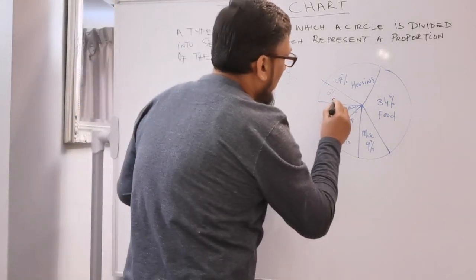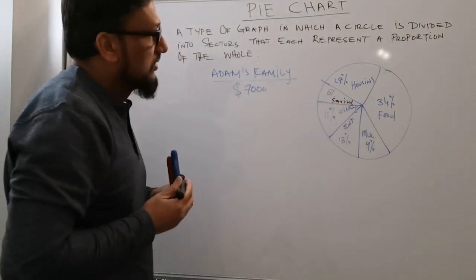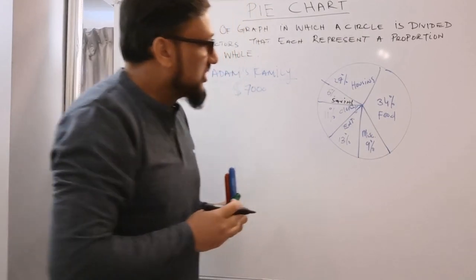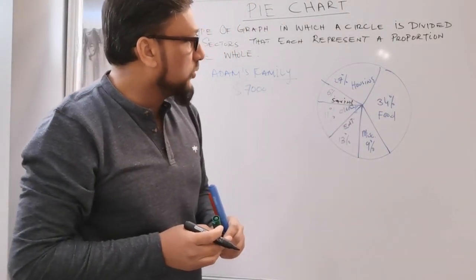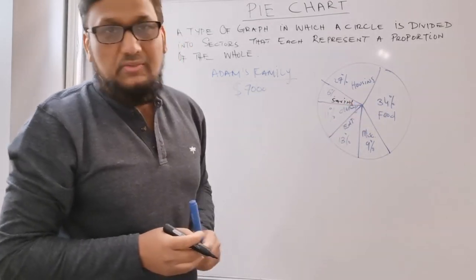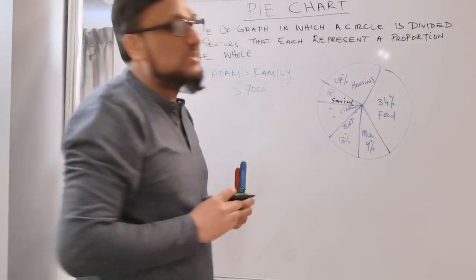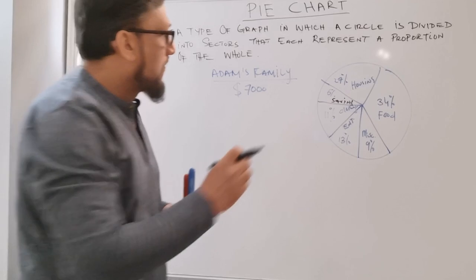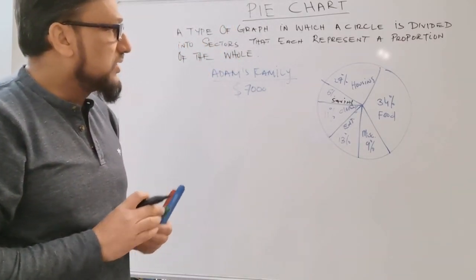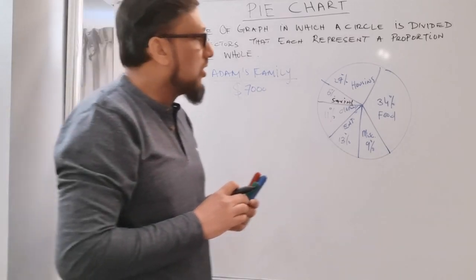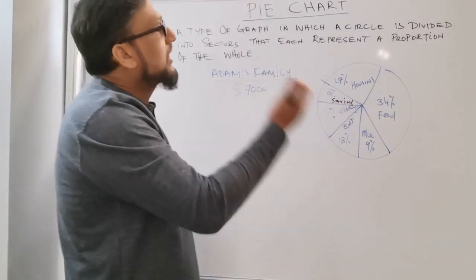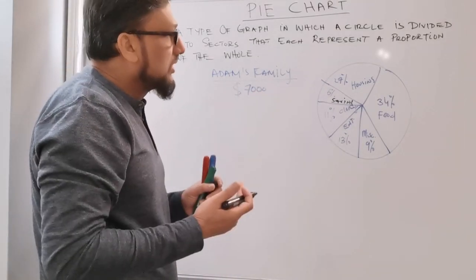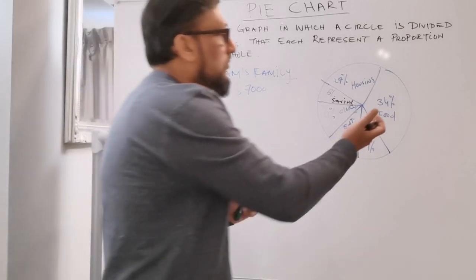So this is a pie chart which represents data in different sectors, showing what percentage they are spending on each. 34% on food, housing 27%, 6% saving, 11% clothing, 13% entertainment, and 9% on miscellaneous items. They are spending $7,000, so we need to work out how much they are spending on food.